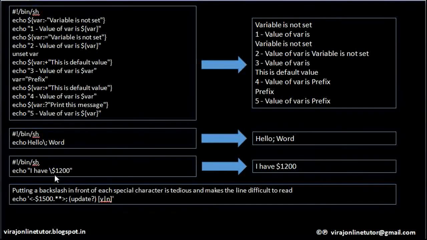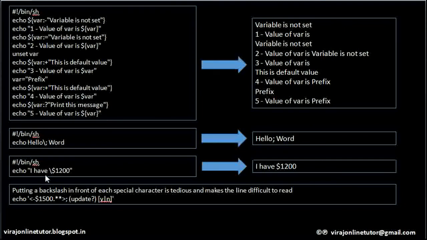Similarly, dollar is a special character because we use dollar for accessing the value of the variable in shell scripting. And if you want to print this dollar sign exactly the same in output, then you have to prefix it with backslash. Clear? So it will print I have $1200 on the screen. Clear?